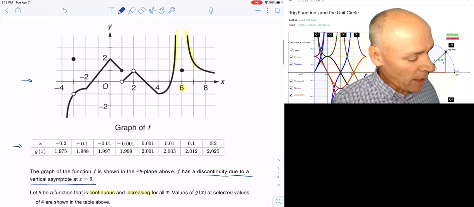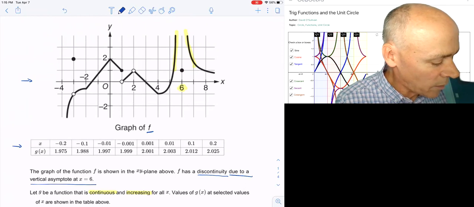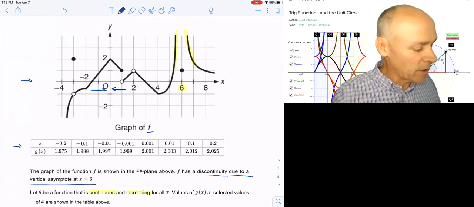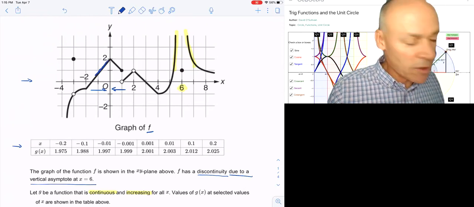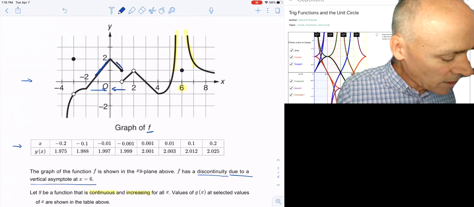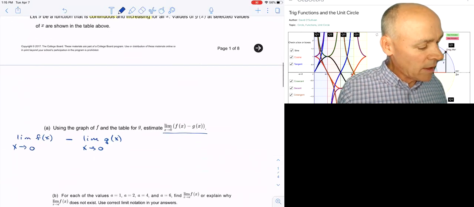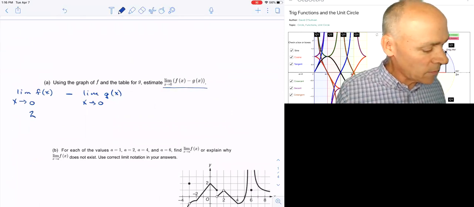So I'm going to the graph of f as x approaches 0. And again, I need to approach 0 from both the left and the right and see if f is approaching the same value. It looks like it is. As I'm approaching 0 from the left, it looks like it's approaching a value of 2. And as I'm approaching 0 from the right, also approaching a value of 2. So the limit of f of x as x approaches 0 is 2.